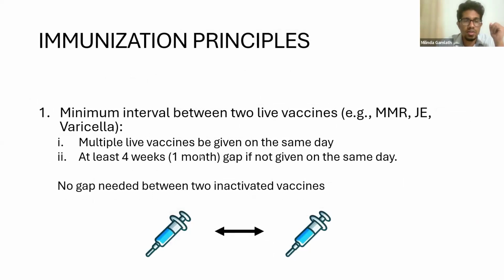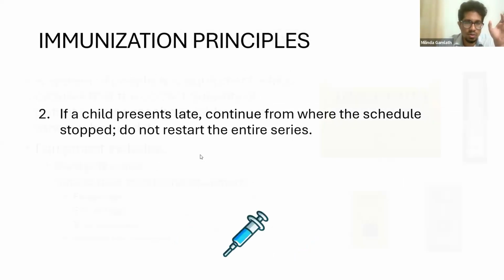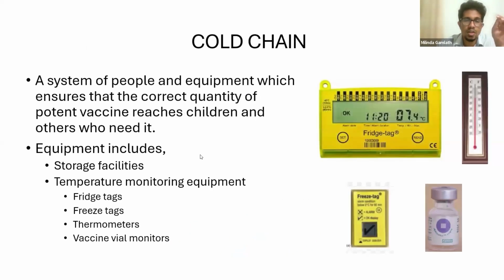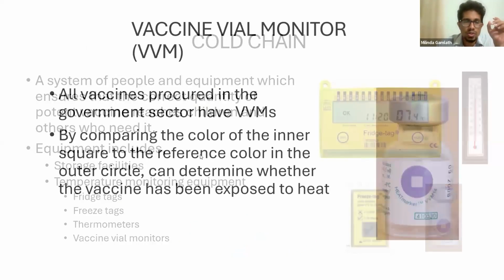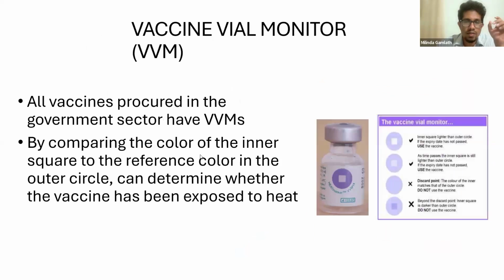So immunization principles we talked about, live vaccines, all of this we talked about, right? And then the cold chain, right? The cold chain, the vaccine vial monitors. So this is the vaccine vial monitor stages. So you need to know to interpret this, right? This is a very simple thing. It can very simply be given as an OSCE station. You might be given this vial to interpret, right? Okay. So good. Overall, very good.